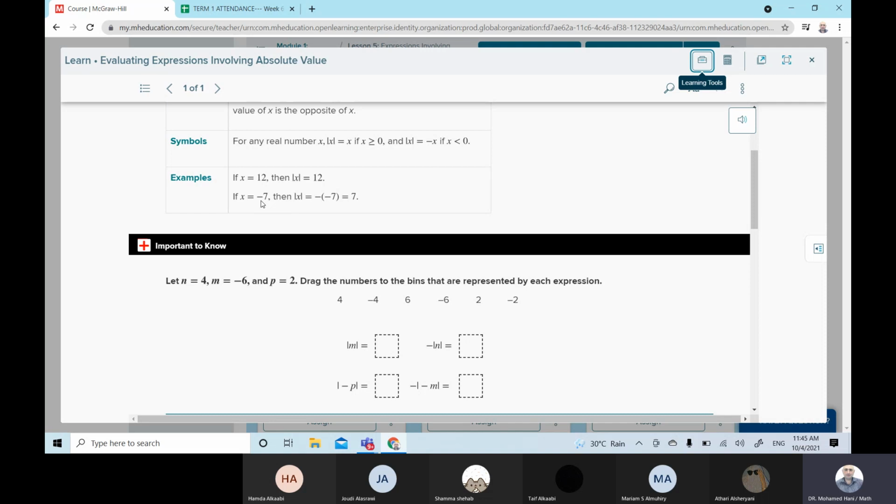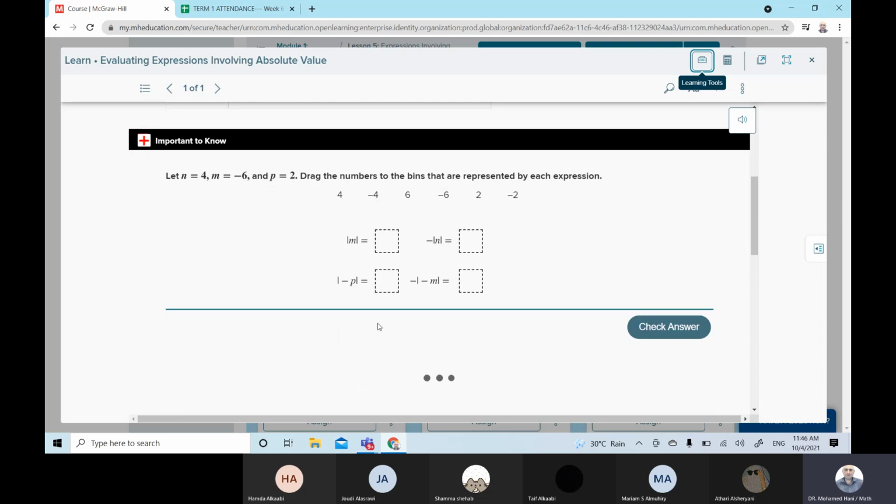So the absolute value when you have a negative means take the opposite of this number. So the absolute value of x, take the opposite, means multiply by minus. What was the meaning of the opposite? Multiply by minus. The number will be minus 7 and the opposite number means multiply by minus. Minus times minus will be positive, will be 7. So this is the meaning of the absolute value.